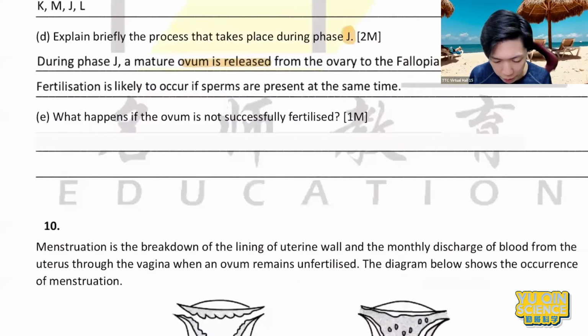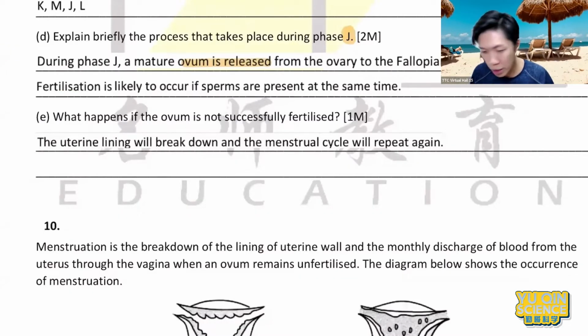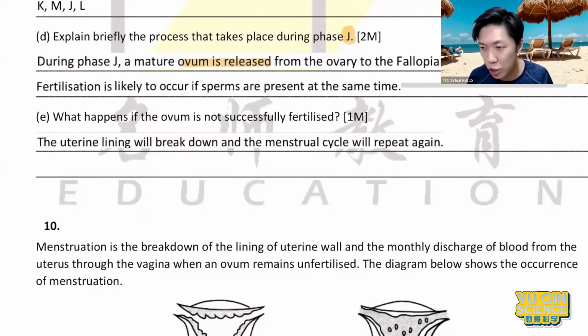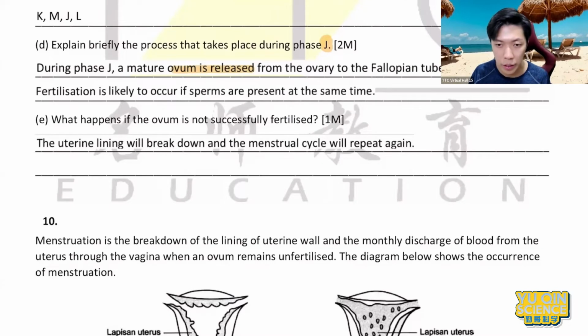Then it sounds like that. Because this is 1 mark, I don't have to write too long. So the uterine wall will break down and the menstrual cycle repeats again. That means not successfully fertilized. Okay, there you go.